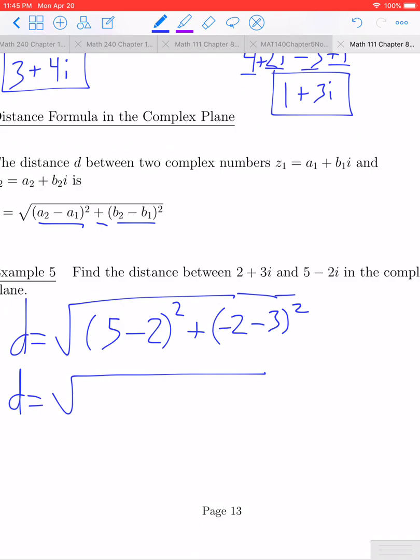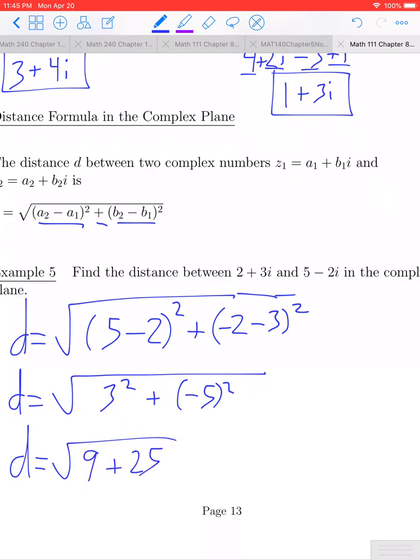We're going to get the square root of 5 minus 2 is 3 squared, plus negative 2 minus 3 is negative 5, that's going to be squared. This will give us 9 plus 25, which would be equal to the square root of 34. And if we want to approximate this, the square root of 34 is approximately equal to about 5.83. So in the complex plane, the complex numbers 2 plus 3i and 5 minus 2i would be a distance of 5.83 units apart.